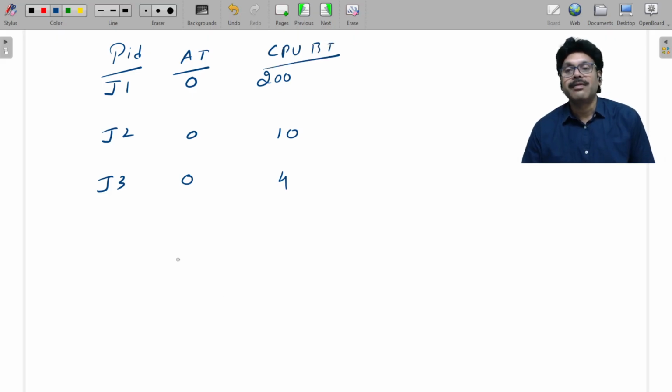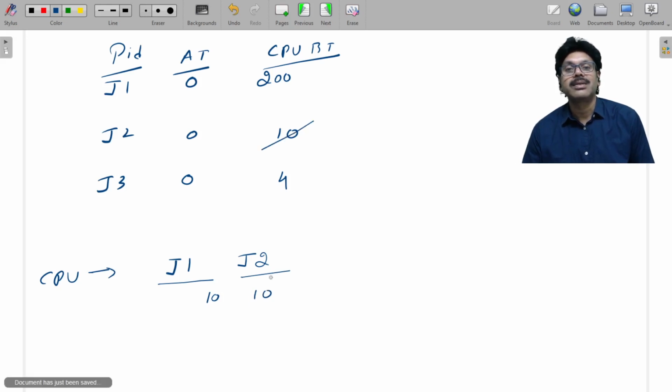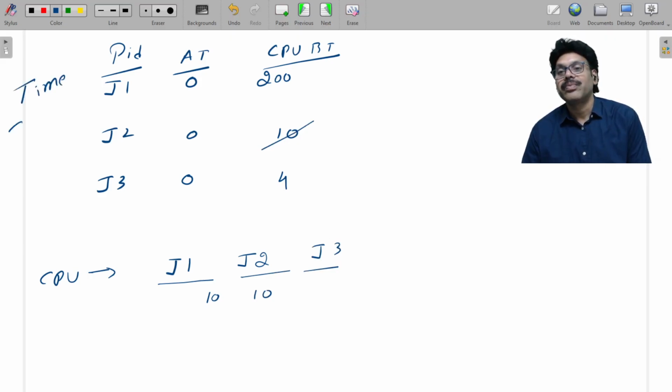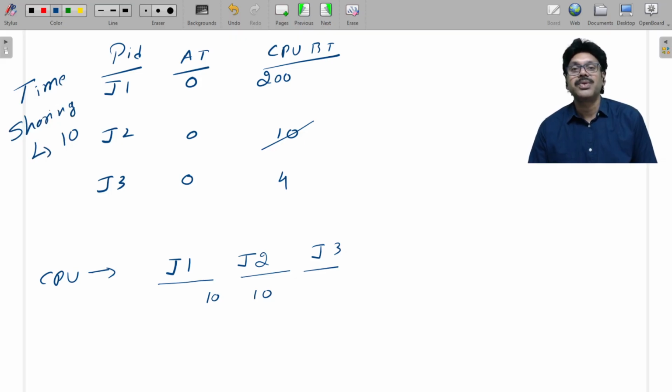As usual, first J1 is given a chance on the CPU, and J1 is executed for 10 units. Then J1 will be removed from the CPU and J2 will be added. It also executed for 10 units of time and is completely executed. After that, J3, because you are executing based on time sharing. How much time are you giving? Let us say I am giving 10.